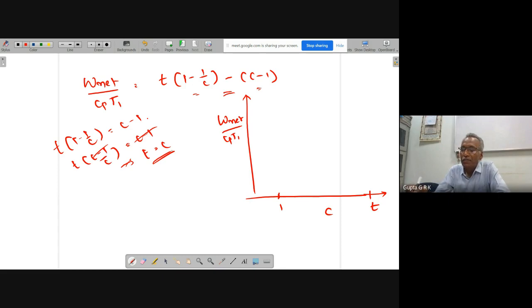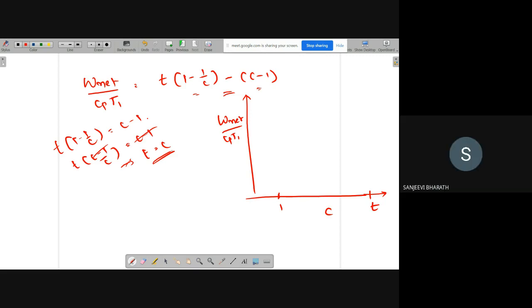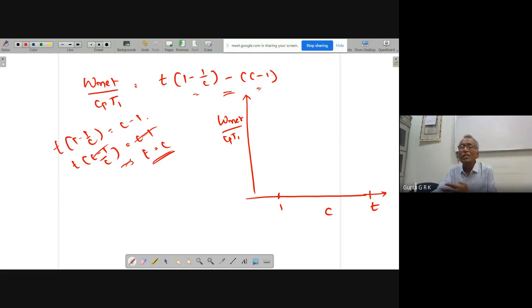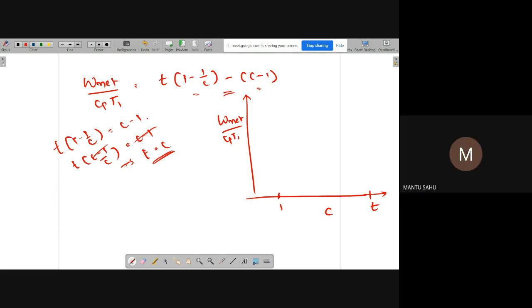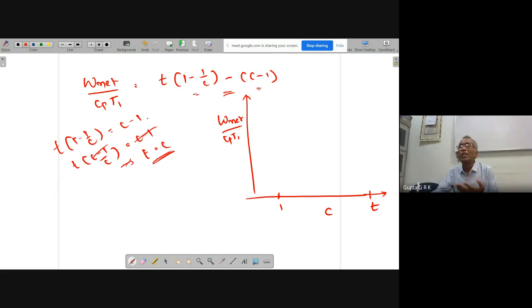Now, if this is 0 at 2 points, what does it mean? How will the variation be in between? It should be curvilinear, increasing and then decreasing. In what fashion I don't know, but definitely it will increase and decrease, and there should be some peak. Am I right or not? Yes, sir. So what is the peak? That is the optimum C. Can you find out what the optimum C is?